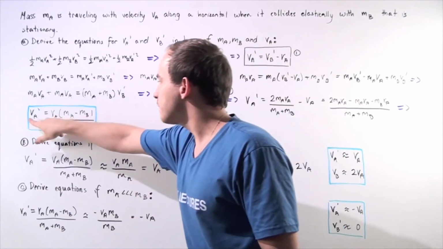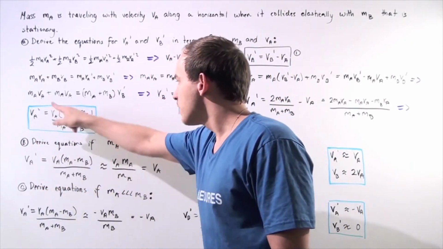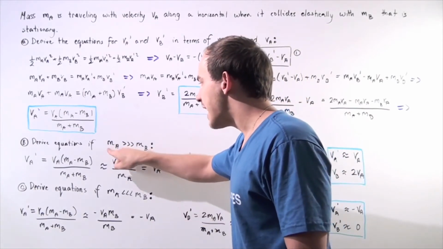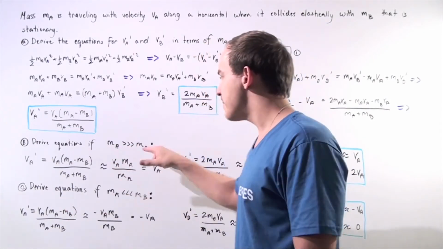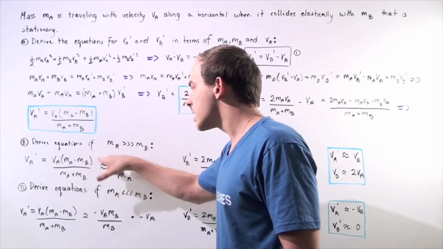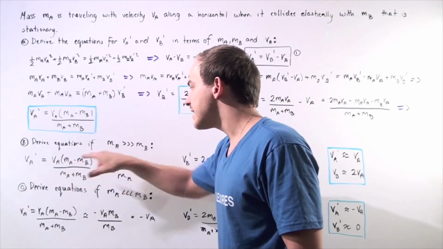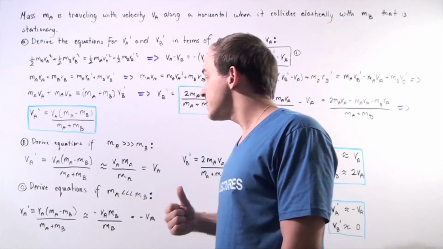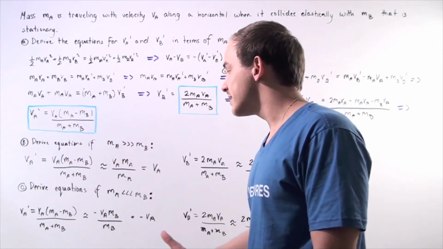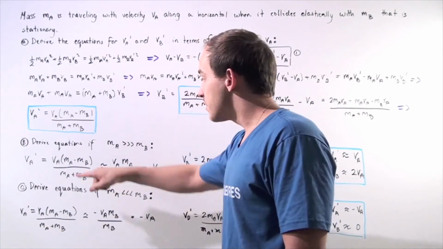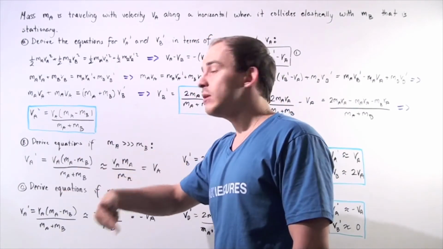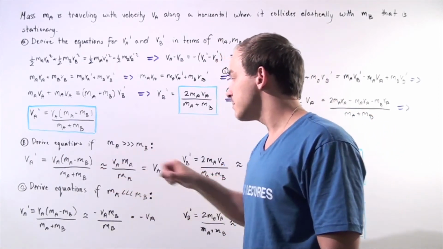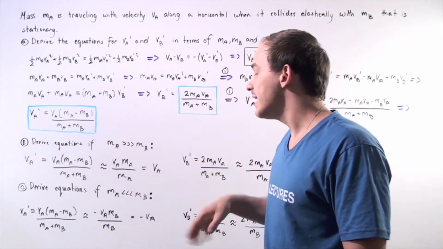So let's place our VA prime equation. So we have the same exact result. Now notice, if we assume that MA is much larger than MB, that means this top term, MA minus MB, is approximately equal to simply MA. For example, if MA is 1000 and MB is 1, then MA minus MB, 1000 minus 1, is 999. So it's approximately equal to simply MA.